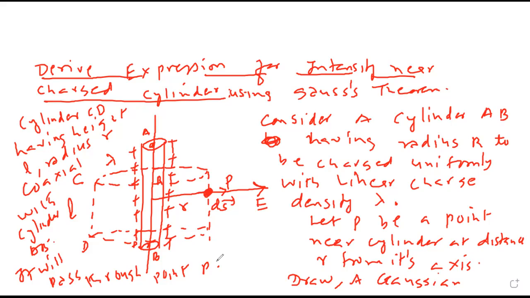So what does coaxial mean? Same axis, like concentric circles, coplanar. So same axis is called coaxial.